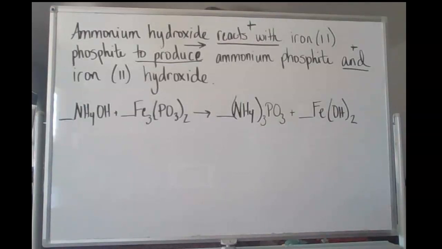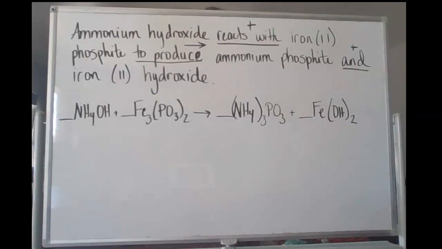Ammonium hydroxide is NH4OH plus iron 2 phosphite, which is Fe3(PO3)2, to produce ammonium phosphite, which is (NH4)3PO3, and the plus sign, iron 2 hydroxide, which is Fe(OH)2.